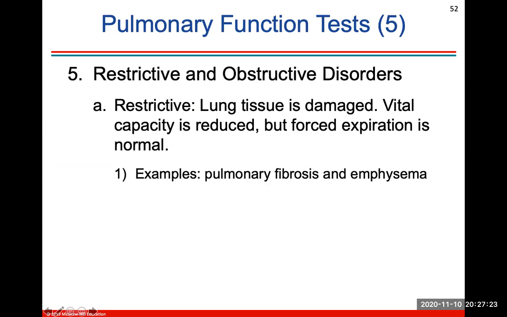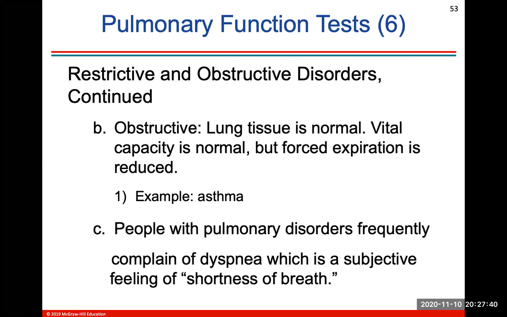Some of the restrictive and obstructive disorders. So a restrictive disorder is when lung tissue is damaged, so the vital capacity will be reduced, but forced expiration is normal. And 2 examples of this are pulmonary fibrosis and emphysema. Obstructive disorders is when the lung tissue is normal and the vital capacity is normal, but forced expiration is reduced. And an example of this is asthma.